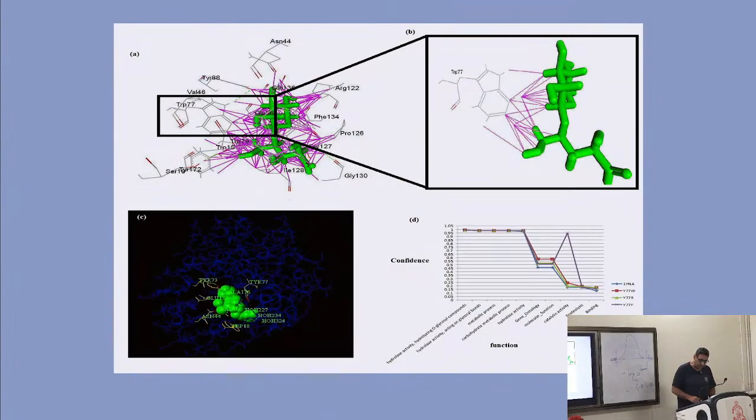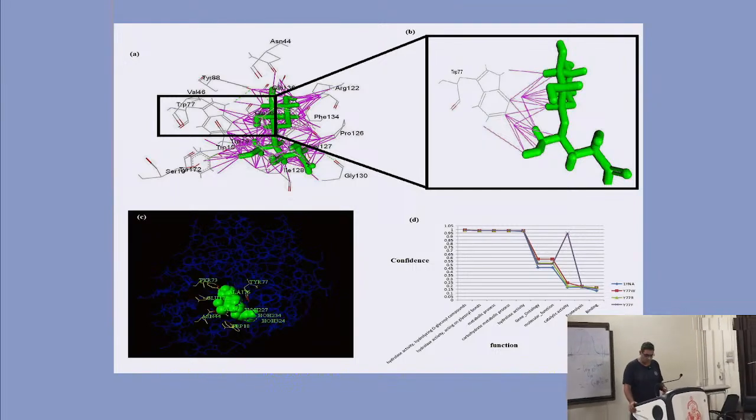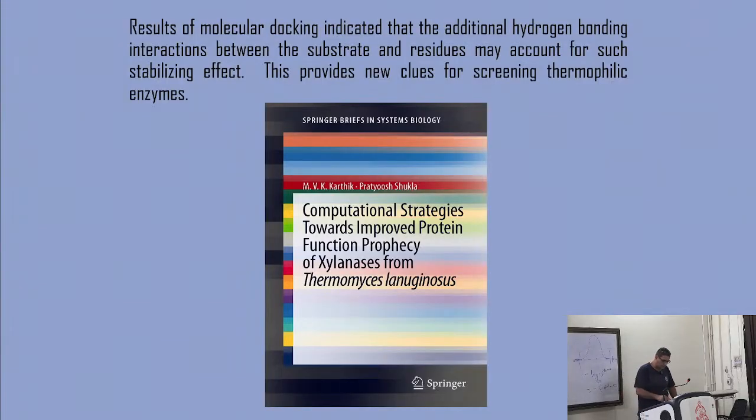Then we did the function prediction, because this xylanase has a lot of other functions also. We did this function prediction, and we know that this xylanase is not only useful for pulp and paper industry application, it can also be used for various other applications. And then we completed this study on how this xylanase can be improved, and how it compares with other xylanases, from the mutant and wild type.